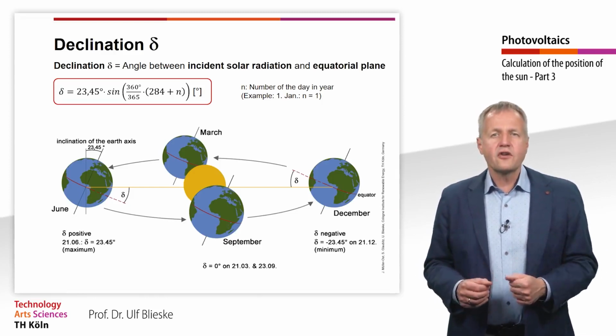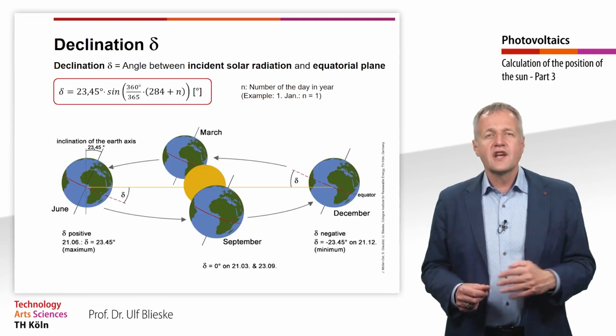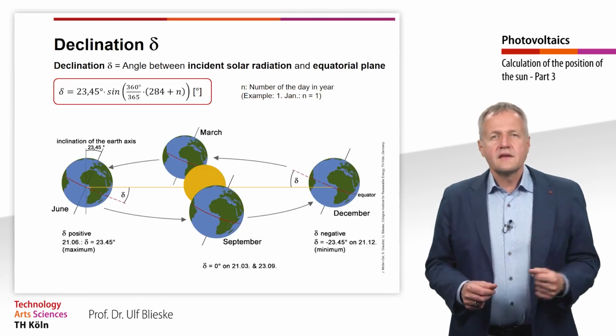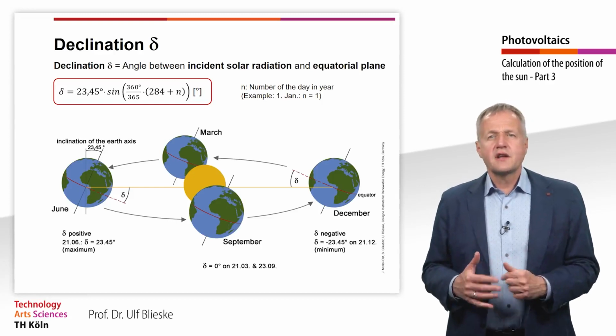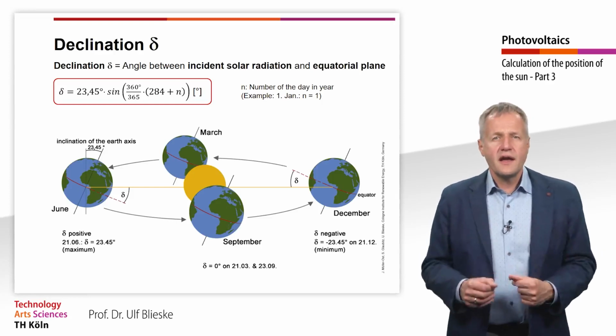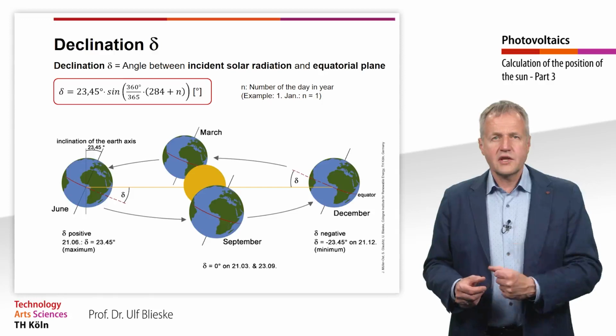In this case, delta is negative, the value is minus 23.45 degrees. On March 21st and September 23rd, the angle between incident solar radiation and equatorial plane is 0, and hence delta is 0 degrees.